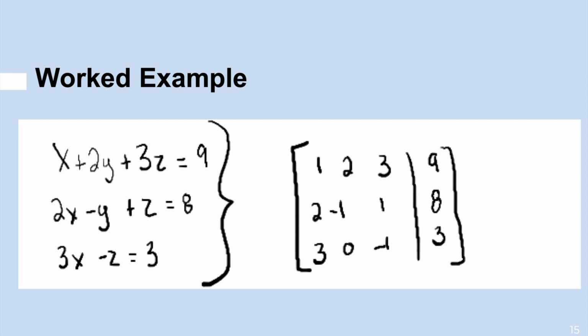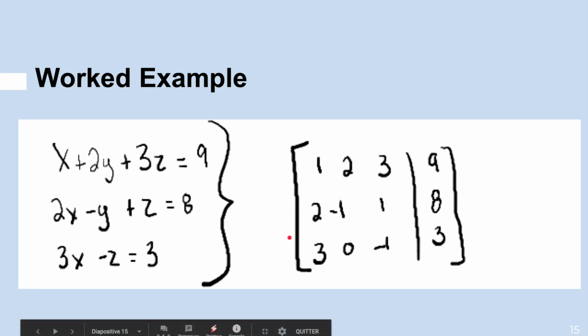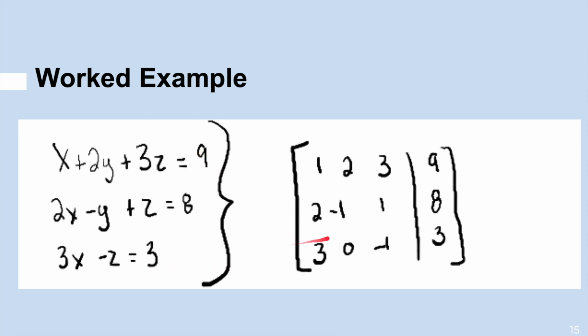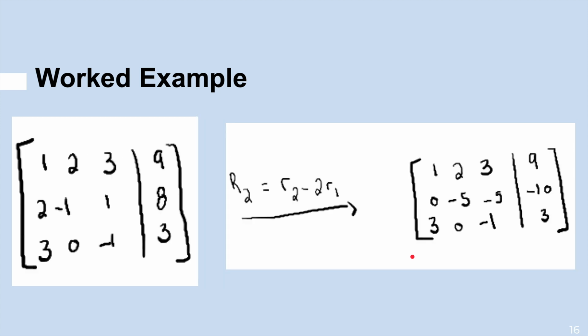The first thing you need to do is write it in a matrix. Because we have our answers here, it needs to be an augmented matrix. Hopefully you already know how to do this. If not, my last video explains it. But we're going to write it out like this. So we have 1, 2, 3, 9. This is row 1. 2, negative 1, 1, 8. Row 2. 3, 0, negative 1, 3 for row 3.